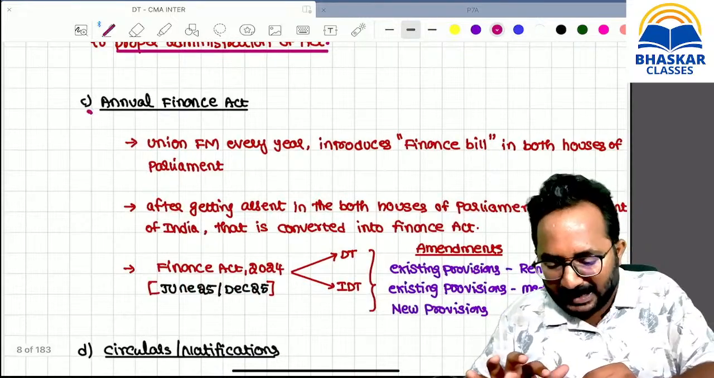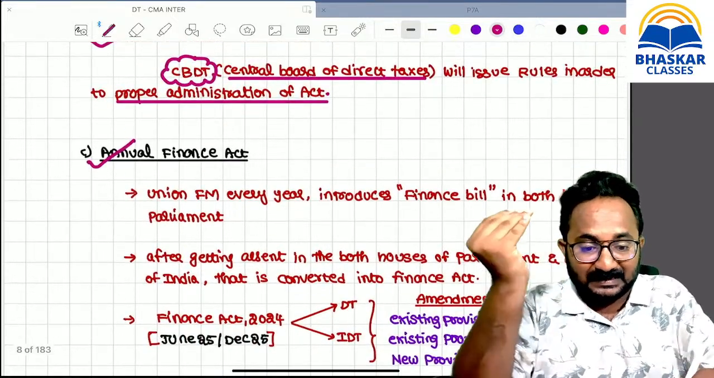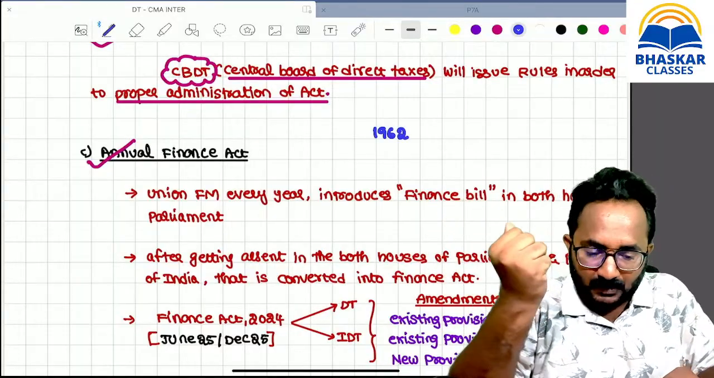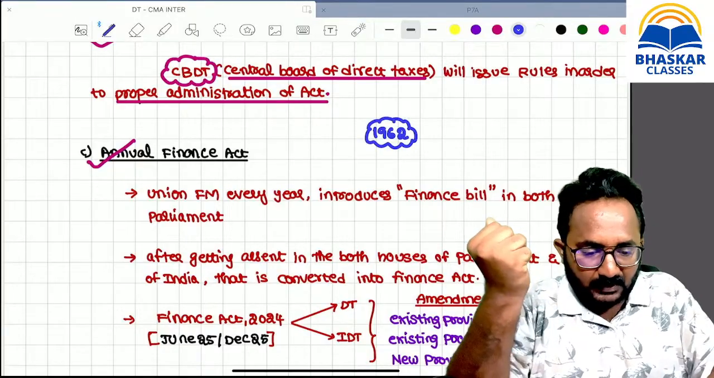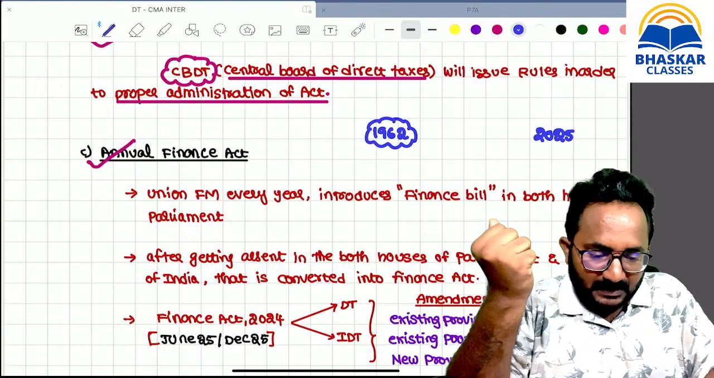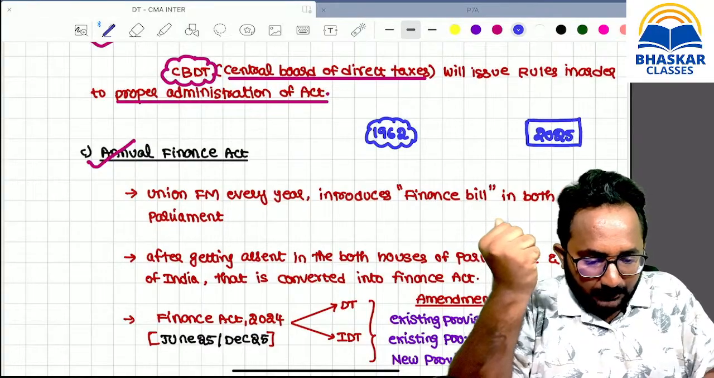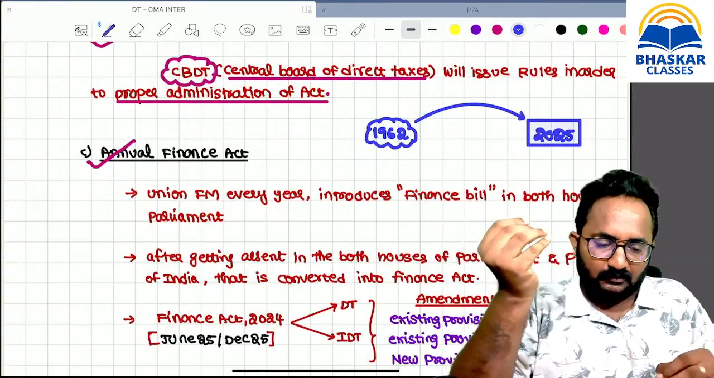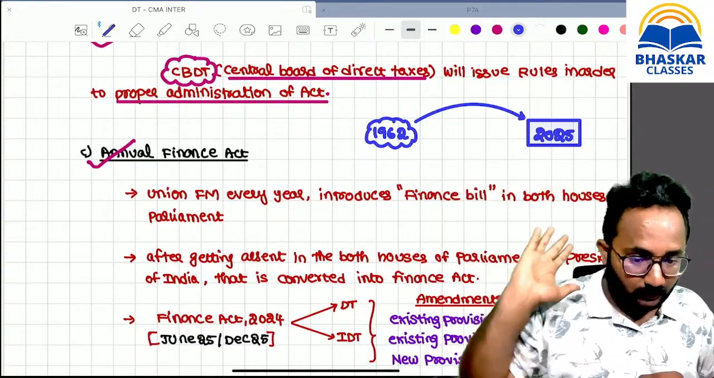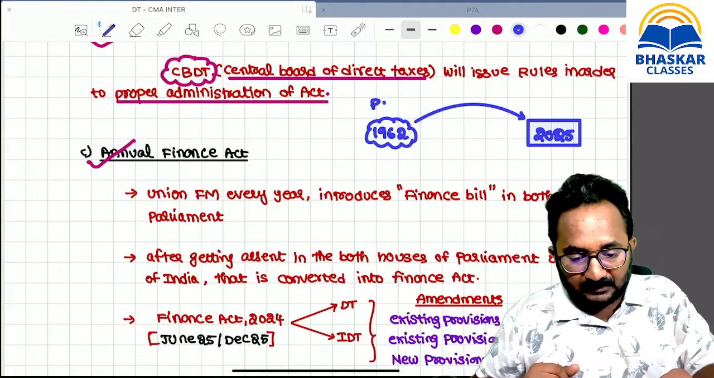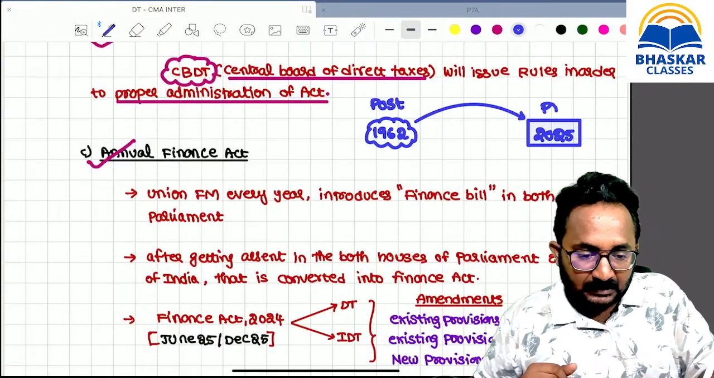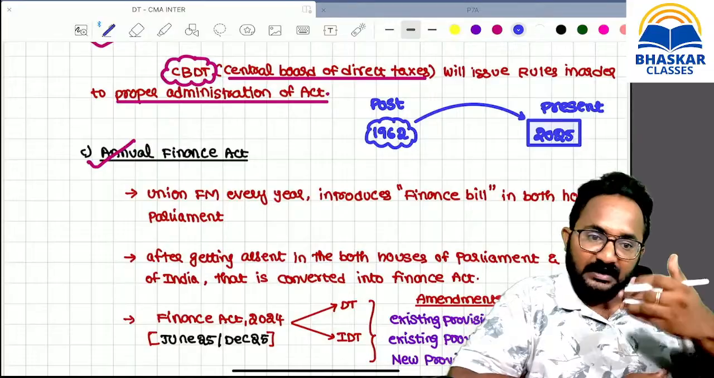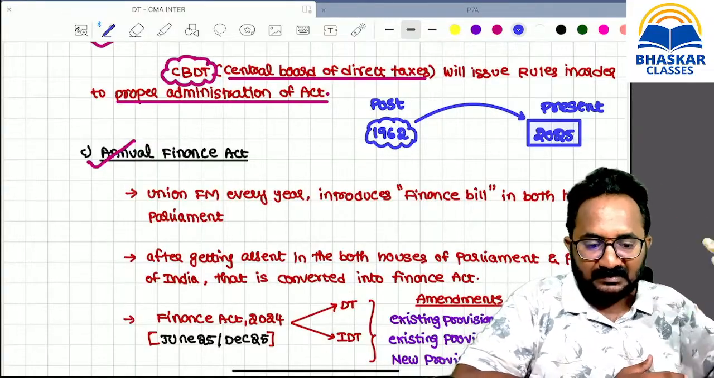Next one, I will tell you, the Annual Finance Act. I think you know the Income Tax Act 1961 is framed around 1962. It came into force in 1962. Now we are in 2025. So if a law was framed long ago, how can we still use that law? It came into force on 1/4/1962, so it is in the past, and now we are in the present. How can I implement that type of law in present scenarios? Inflation, rates, rupee values, all these things have changed.